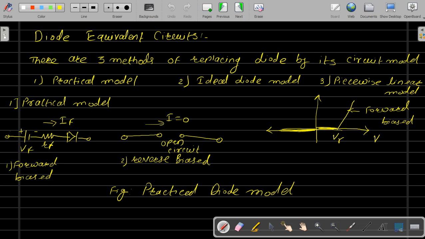There are three methods of replacing any diode by its equivalent model, equivalent circuit, or circuit model, and they are the practical model, the ideal diode model, and the piecewise linear model. Now let us see the practical model.